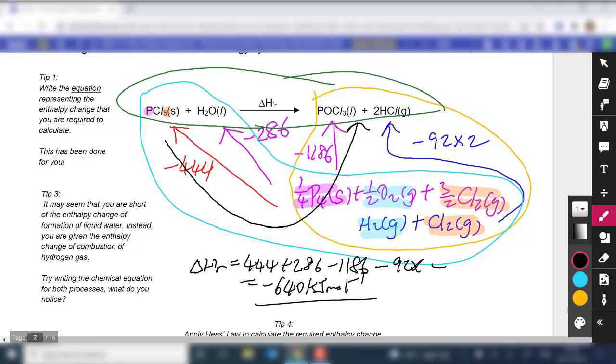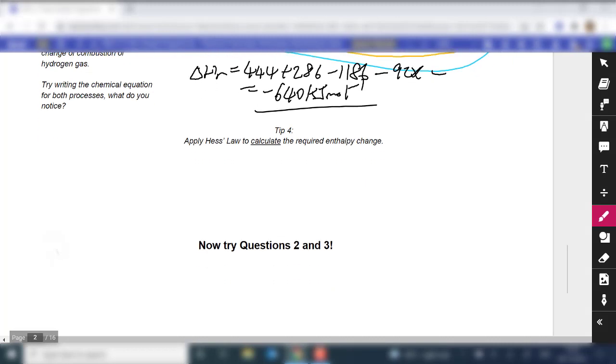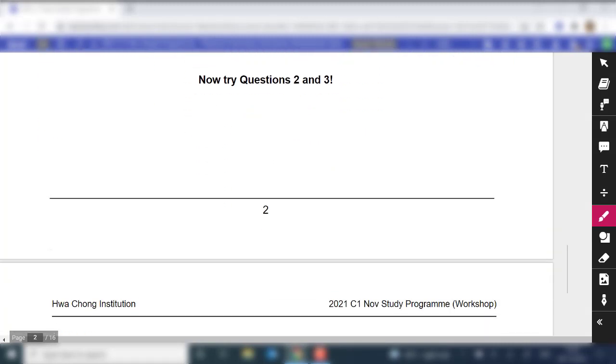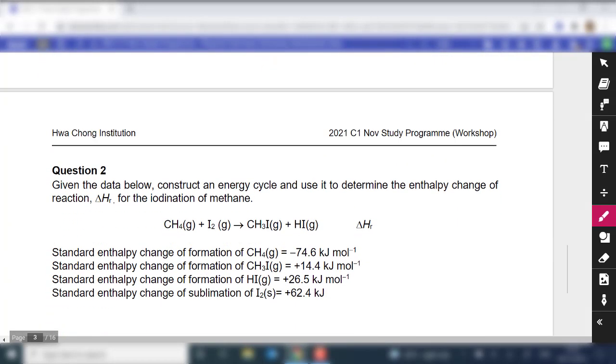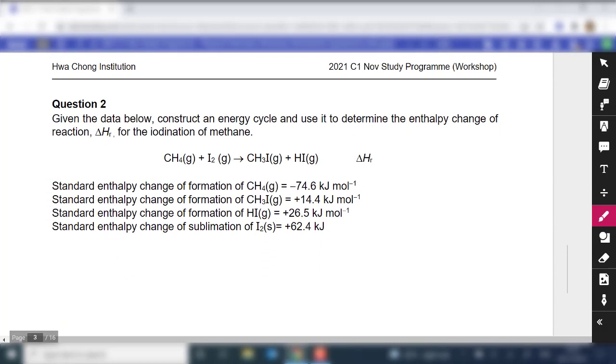Okay, so take a bit of time to check through your answers and make sure that you are able to sum them up in the appropriate manner, because this is the fundamentals of how you should be working on questions like this. Okay. Next, we'll move on to question 2. You should have tried them out on your own. If not, you should pause the video for a while.